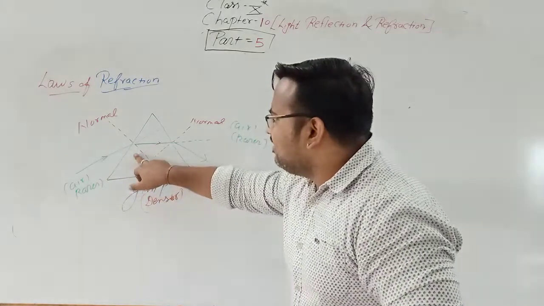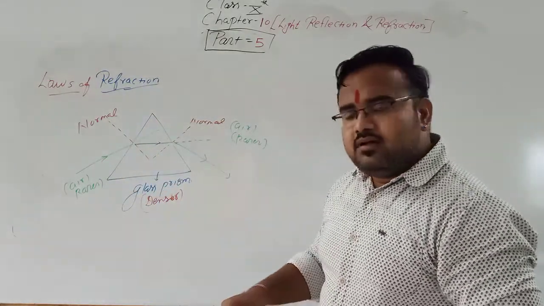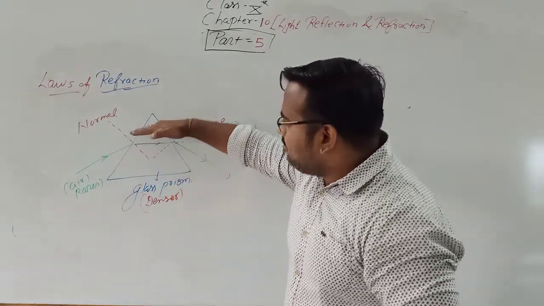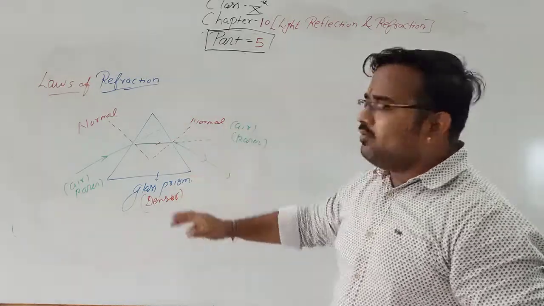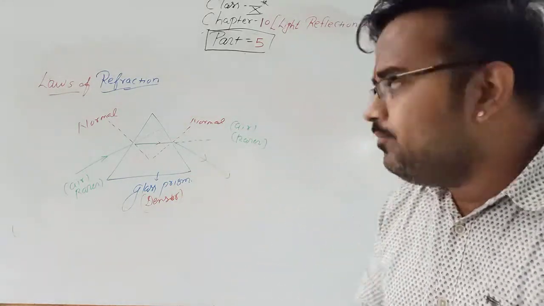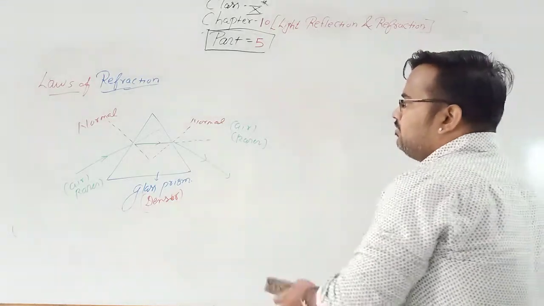So this is the example by which we can clear the first law and second law. Rarer to denser bends towards the normal. Denser to rarer bends away from the normal. Clear? Now we are going to see Snell's law.